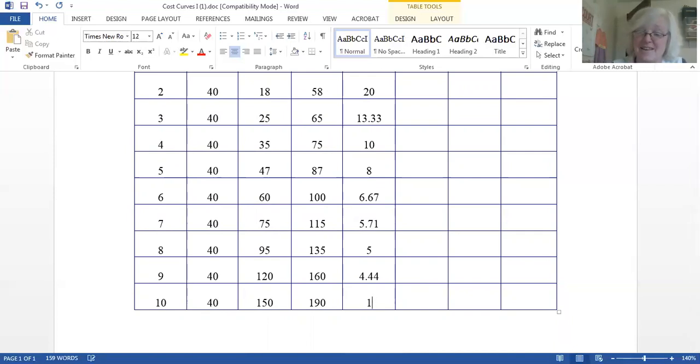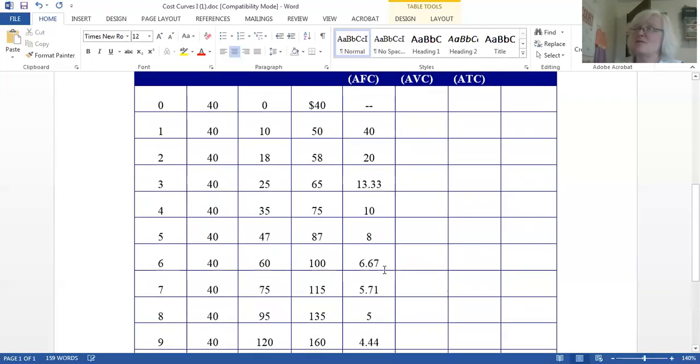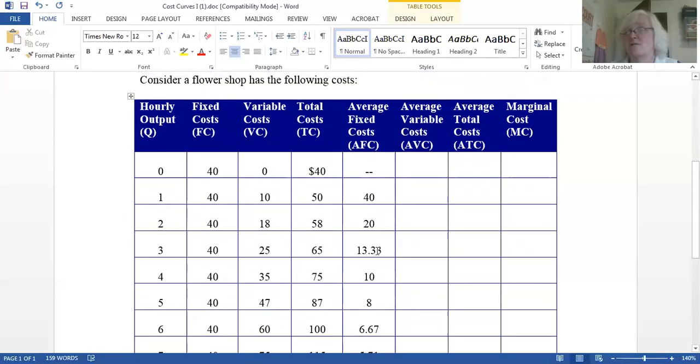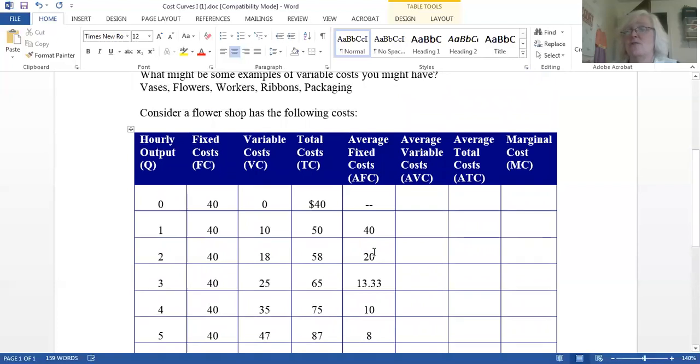40 divided by 10 is 4. So I take the $40 divided by my 10 units, and the average fixed cost is 4. So there we go. That's now dollars and cents. It's like $40, $20, $13.33. For each of the 3 units, we can say that the 3rd unit embodies $13.33 worth of fixed cost.